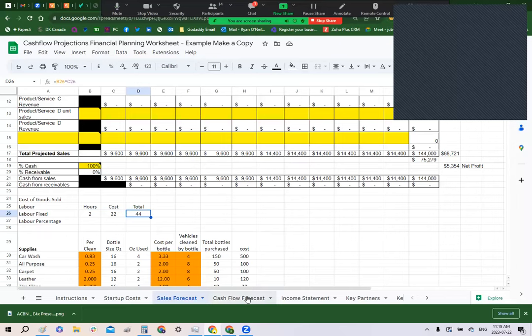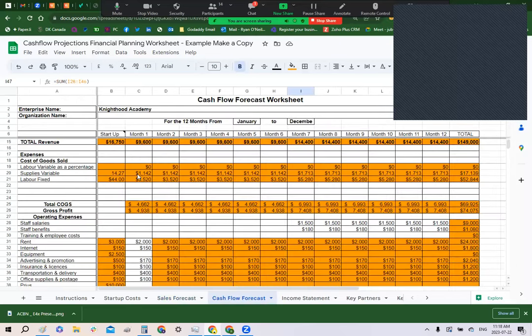And I'll show you where this number now comes into the cash flow projections. In the cost of goods sold, it'll pull in the $44. And now it calculates based on how many cars, how many units you sold. It shows the total cost of goods sold for the month for labor here. And so all of this just automatically calculates.